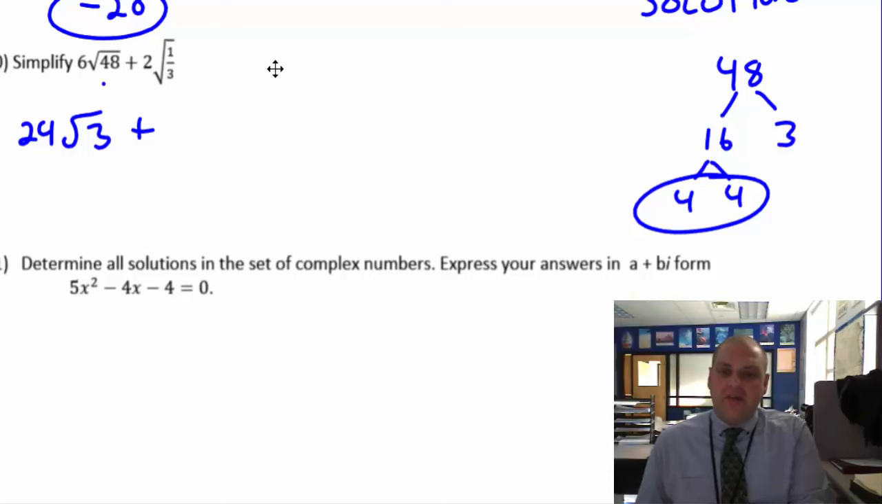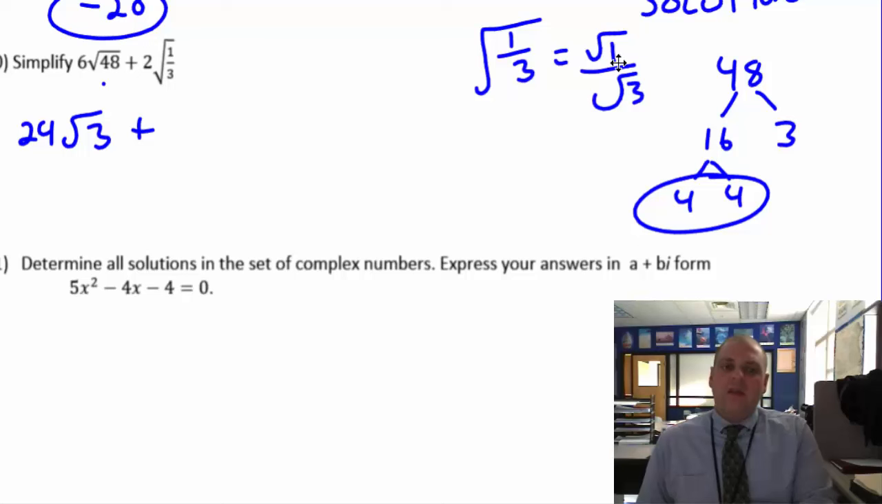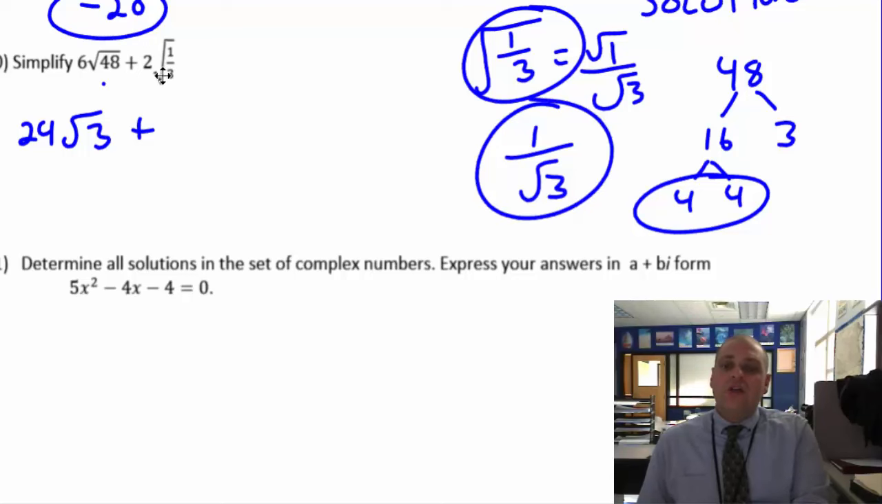Now this, you got to do a little thinking here, guys. Radical 1 over 3 is radical 1 over radical 3. Now radical 1 is square root of 1. Square root of 1 is just 1. So this is 1 over radical 3. 2 times that is 2 over radical 3. So, again, this radical 1/3 is 1 over radical 3 times 2 is 2 over radical 3.